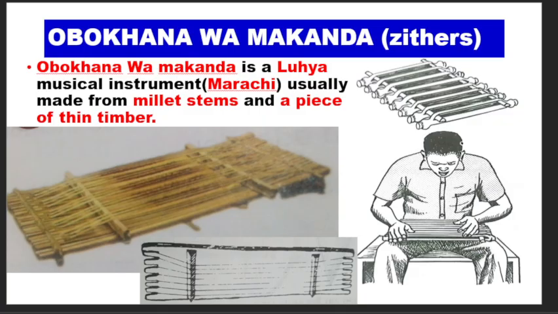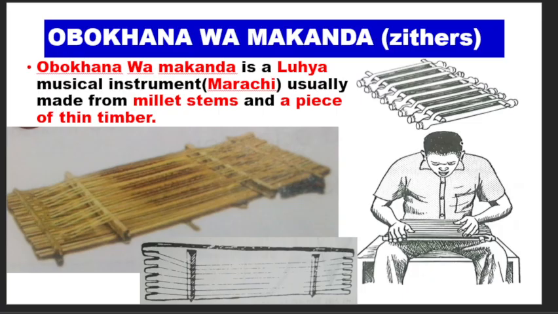We have another one called Obokano wa Makanda, also known as Zithas. Zithas is played by a few communities, not many. Very few communities play Zithas in Kenya. This is because it was made during leisure time and was regarded as a practice instrument used by amateurs before they could attempt playing a lyre. An example of Zithas is the Makana of the Marachi from Busia. Those are also the Luya people.